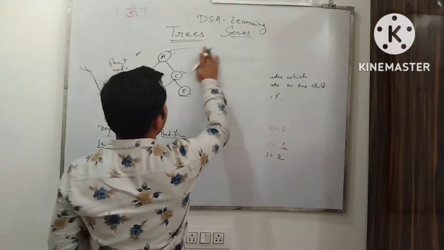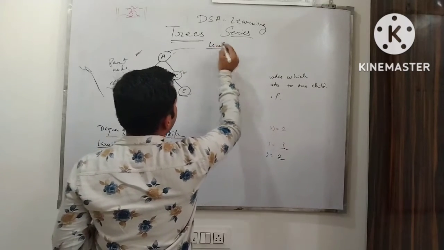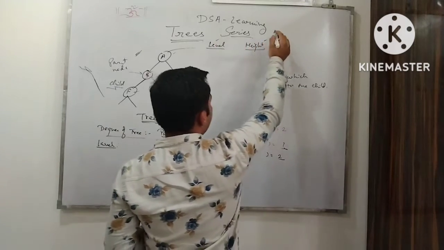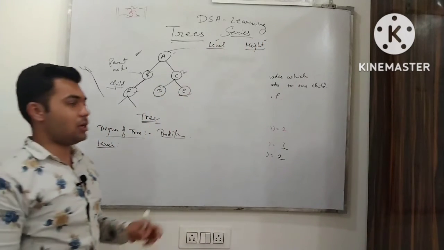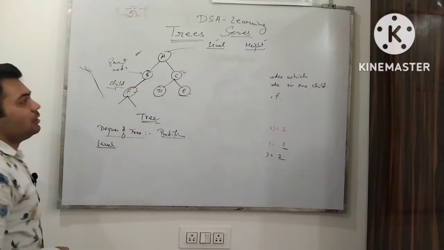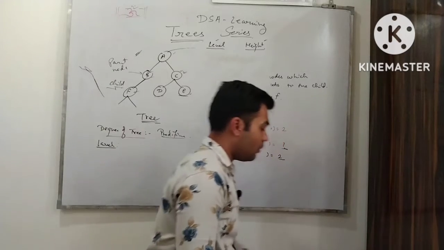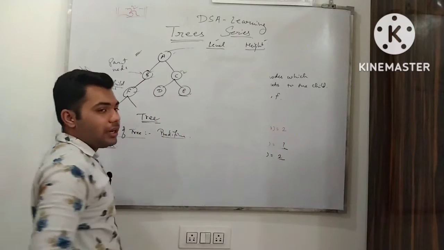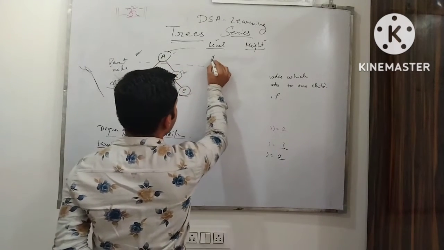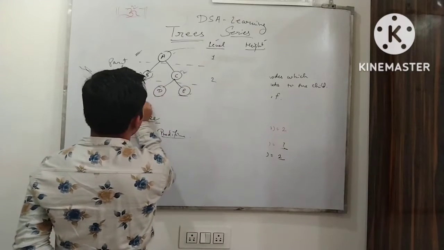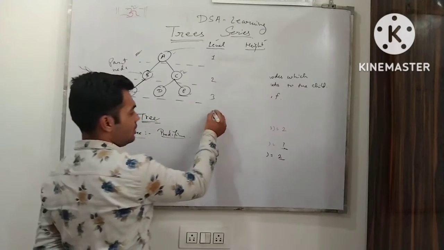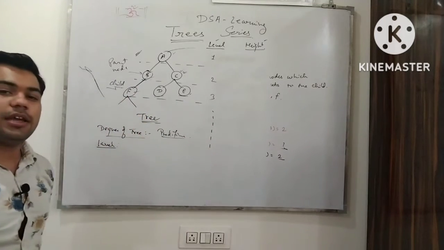I will write level and height. These are two different terminologies of the tree, but I will explain them side by side. Starting with the level: what is the level of this tree? The level of the tree starts from 1. So here is level 1, here is level 2, and this is level 3. If the tree keeps going on, the level number keeps incrementing.